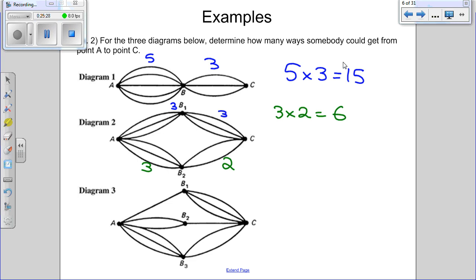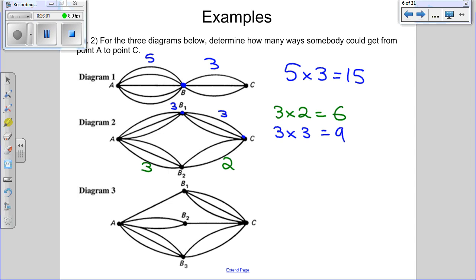Now the reason we were multiplying and everything before is because the pathways all went through each other. So for instance, in diagram 1, we had 5 and they all came to here. And then each 5 of those had 3 options out. That's why we multiplied them together. On diagram 2, I had 3 ways into B1 and then 3 ways into C from B1. So I multiplied those together to get 9. If I went down, I got 3 and 2 for 6 ways.